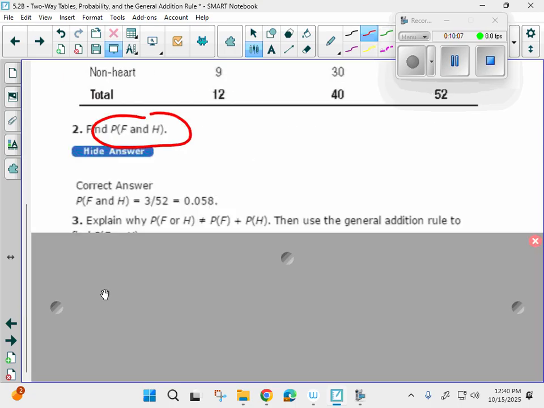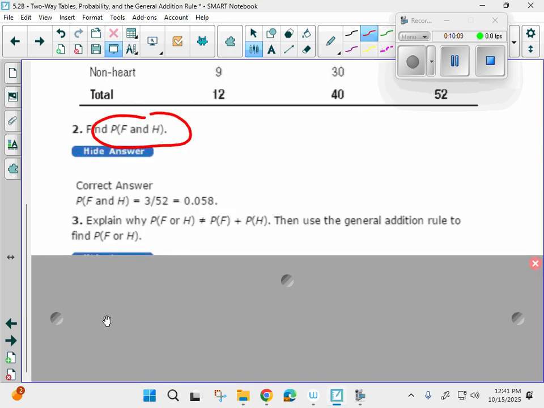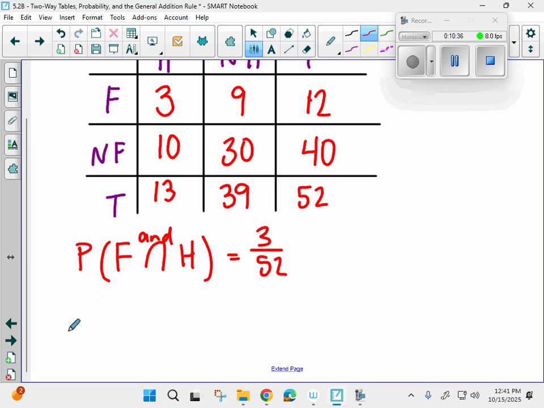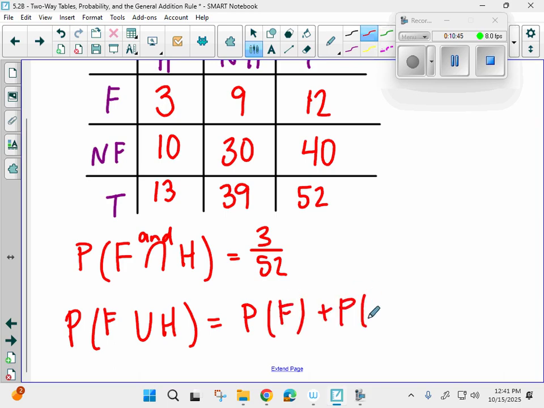Explain why the probability of a face card or a heart, how come you can't just add these like we did yesterday, right? Why am I not allowed to just add all the face cards and all the hearts? Because we're double counting, okay? The 3 that are both, okay? So let's start the general addition rule. It'll make more sense when I set this up, okay? So I have the probability of face card or heart, which is the probability of face card plus the probability of heart. And we are going to subtract, but let's talk about why in a minute.